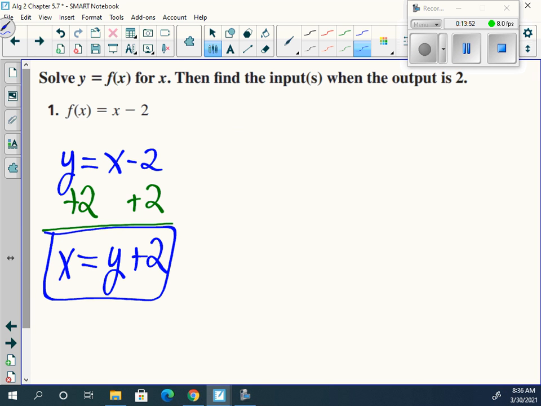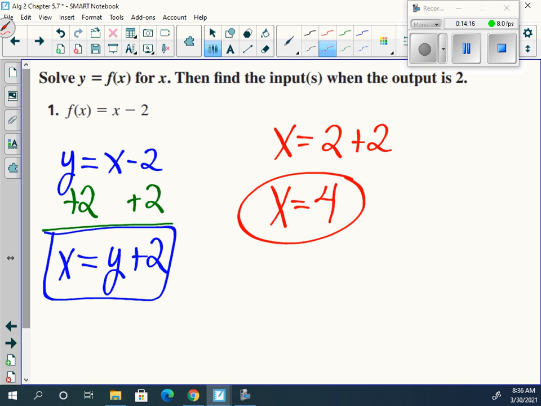Right, yes. So really, to solve it for x, we just had to add 2 to both sides. There was nothing else that we needed to do with this. Now, the other part is to find the input, or inputs, when the output is 2. So we'd have 2 plus 2. So x is equal to 4.